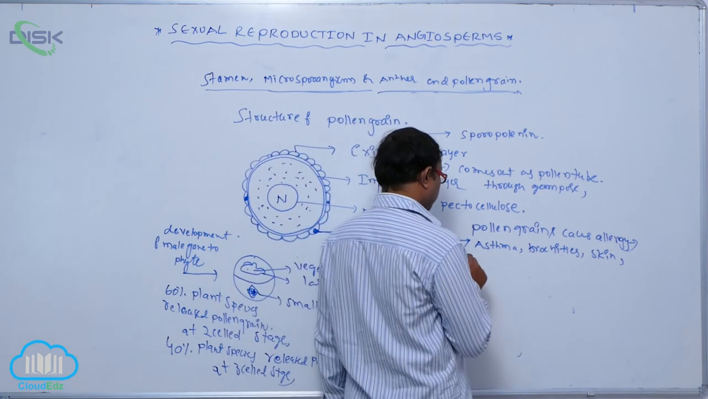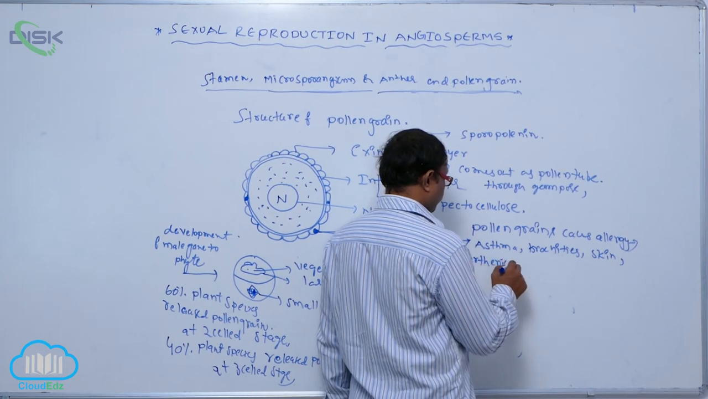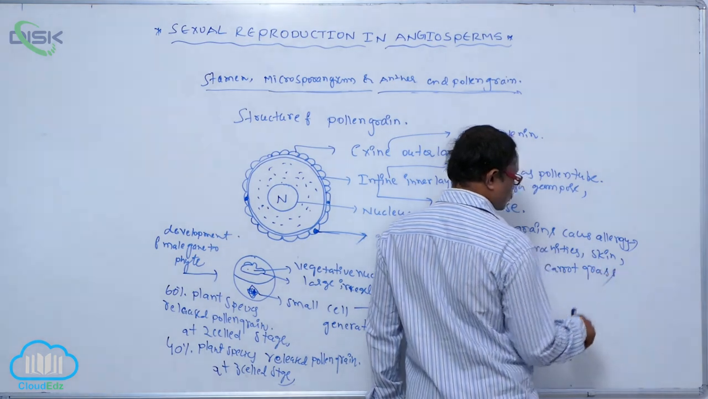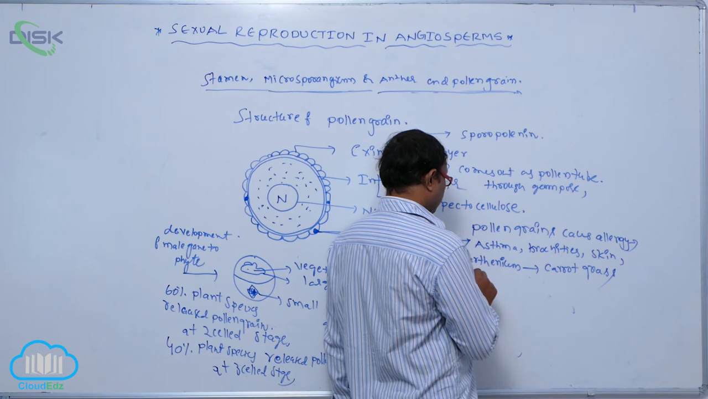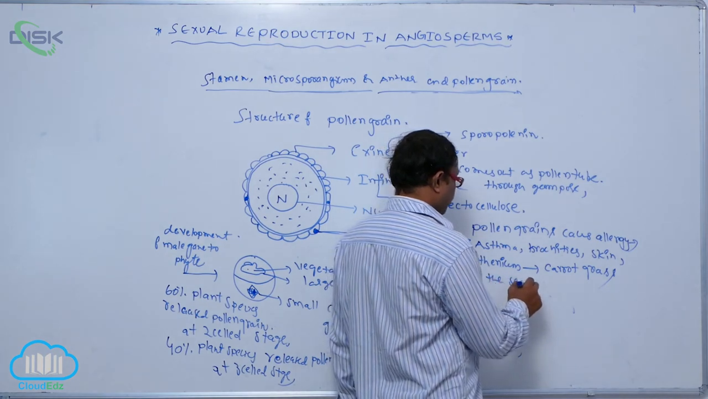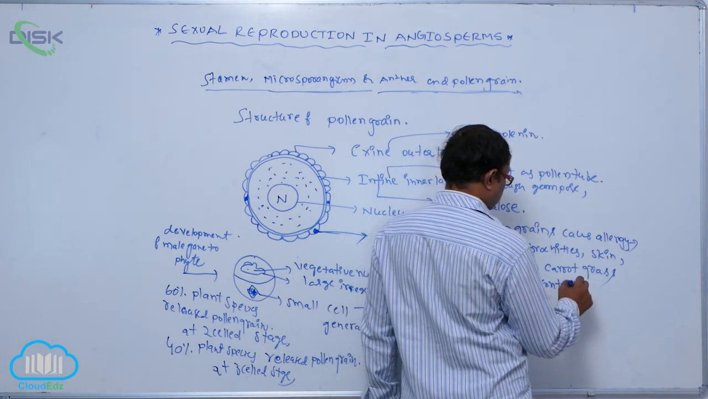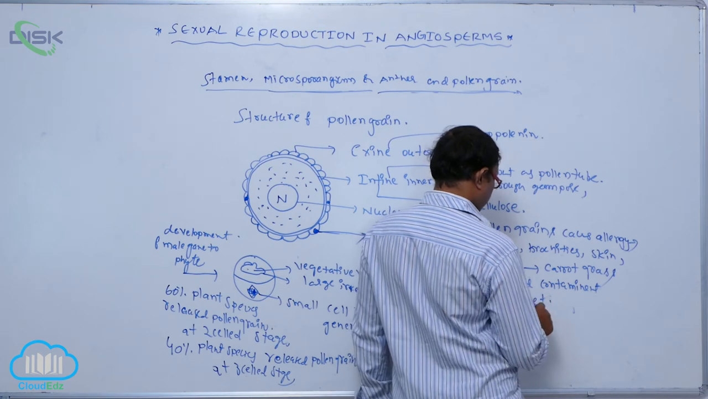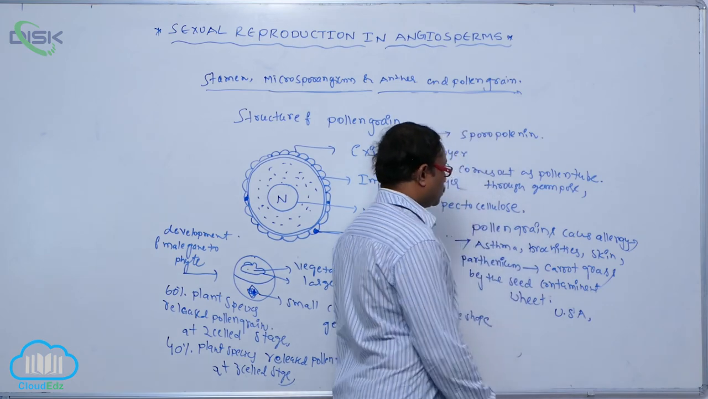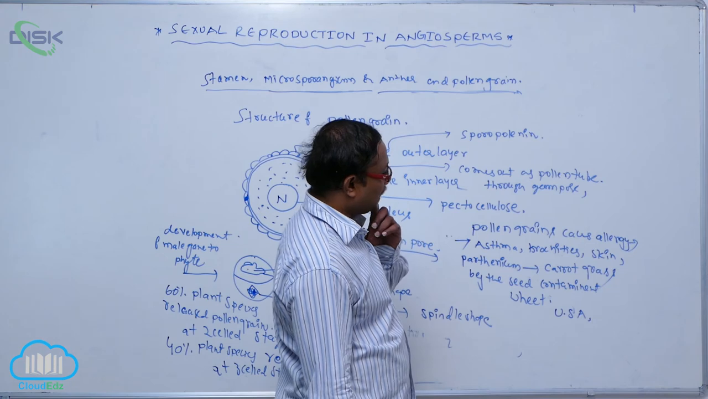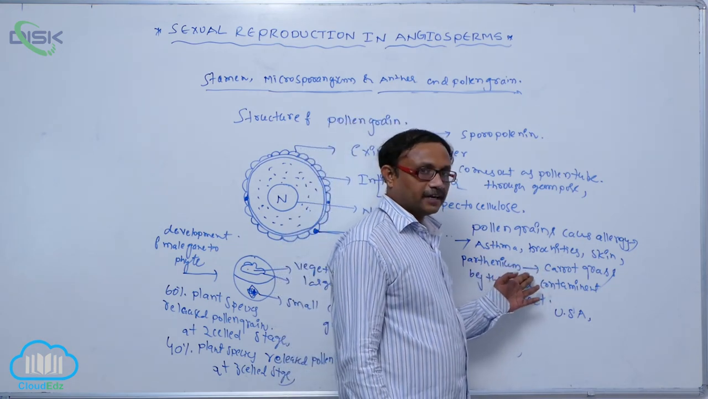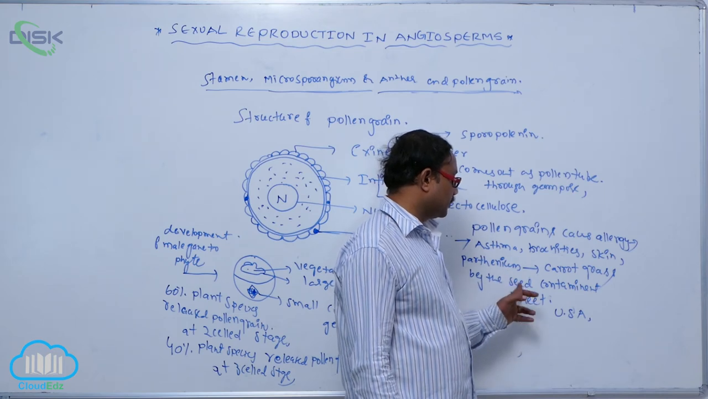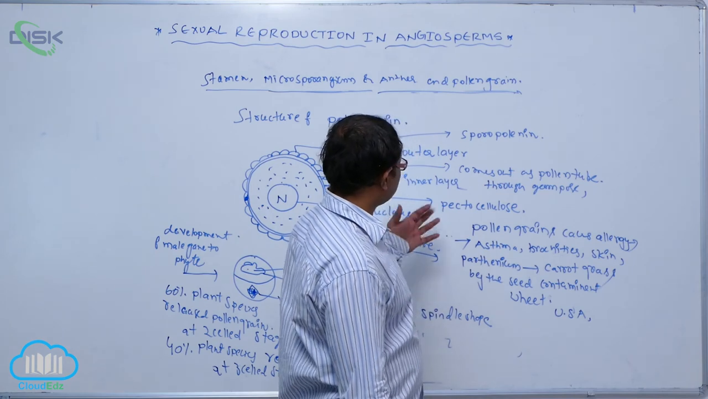For example, Parthenium, commonly known as carrot grass. It does not belong to India. It came to India by seed contamination, through wheat seed, from America, USA. So it causes diseases. Parthenium belongs to the Asteraceae family, commonly known as carrot grass. It came to India from the USA by weed seed contaminant. So that is about pollen grains.